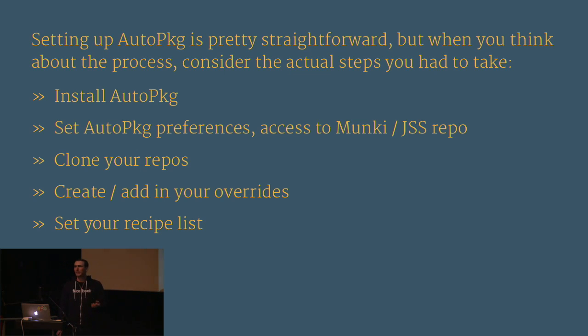Think about the actual things that need to happen when you're setting up AutoPackage. You need to install the package, set up all your preferences. You need to set up access to your Munki or JSS repo. You need to clone all the recipe repos that you want to use, make all your overrides show up, and then set your recipe list. And then in your general day-to-day practice, you do your AutoPackage run with your list of recipes, and you get your results.